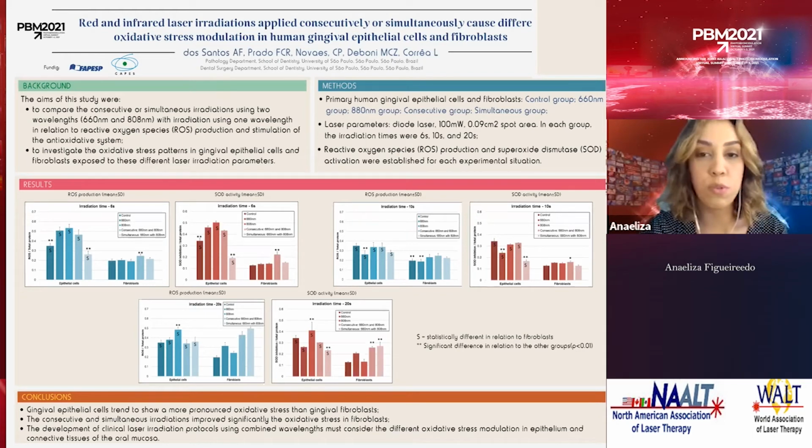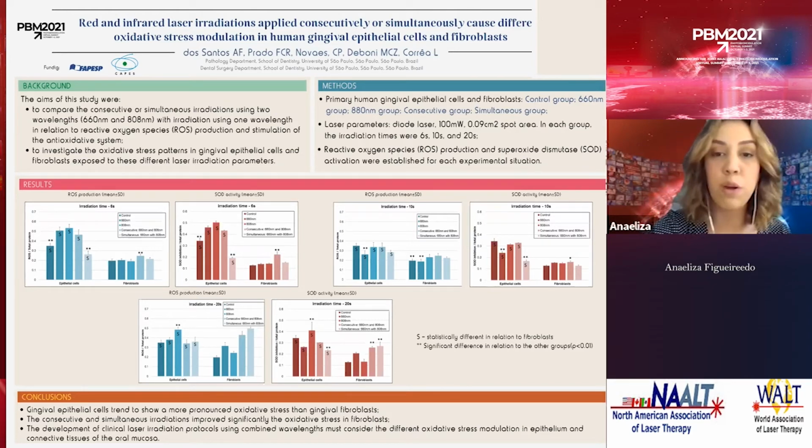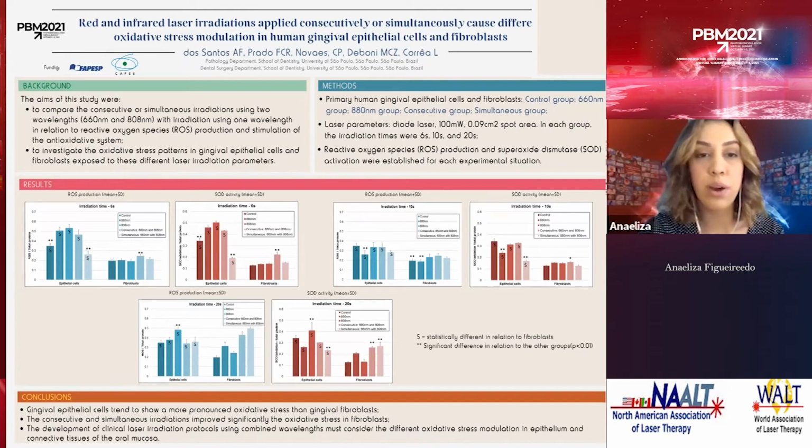For this project, primary human gingival epithelial cells and fibroblasts were subject to the following conditions: control group, red group, infrared group, consecutive group, and simultaneous group. In all the groups, the laser parameters were diode laser with 100 milliwatts with 0.09 square centimeters spot area. In each group, the irradiation times were 6, 10, and 20 seconds. The ROS production and the superoxide dismutase, or SOD, activation were established for each experimental situation.